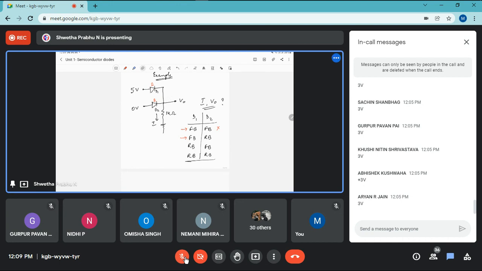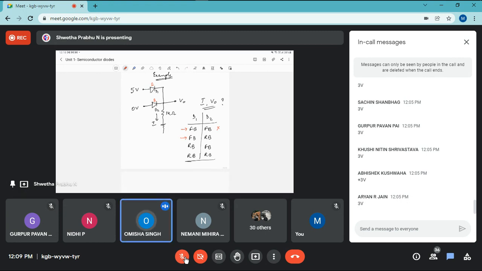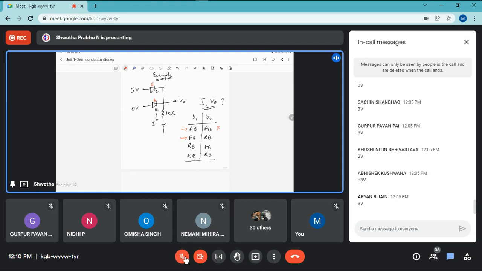What happens when diode 1 is forward biased and diode 2 is reverse biased? Coming to the second condition, diode 1 is forward biased and diode 2 is reverse biased. We get only one output voltage. Exactly. So diode 1 is forward biased, so the drop over here is 0.7. So the output with respect to D1, we will get 4.7 volts.